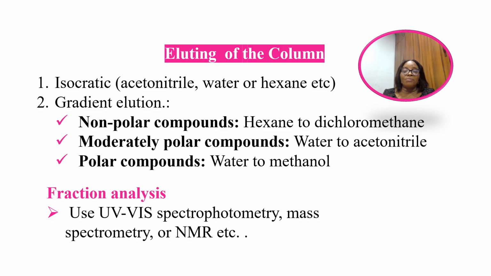We have another method, the gradient elution method. Solvents of gradually increasing strength or increasing polarities are used. Examples of graded combinations are, for nonpolar compounds, hexane to dichloromethane. For moderately polar compounds, water to acetonitrile. And then for polar compounds, water to methanol.